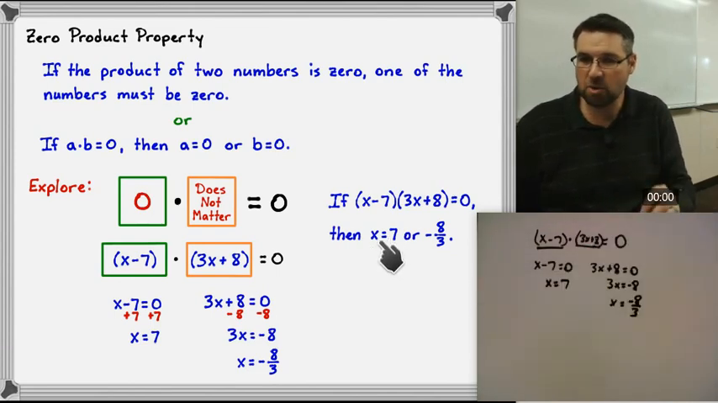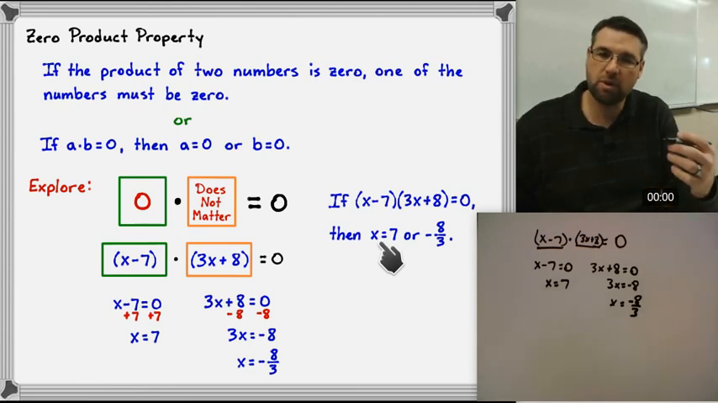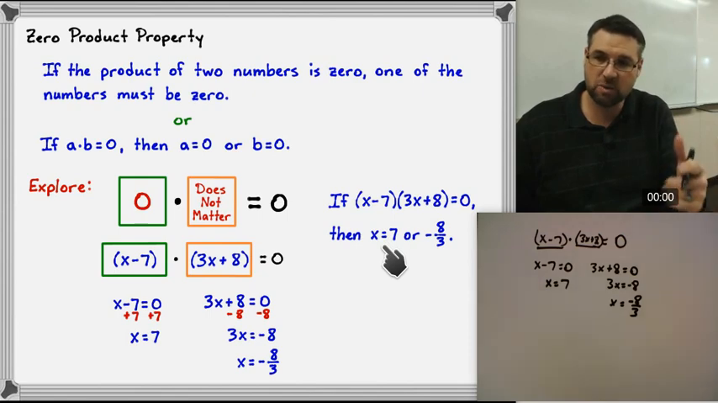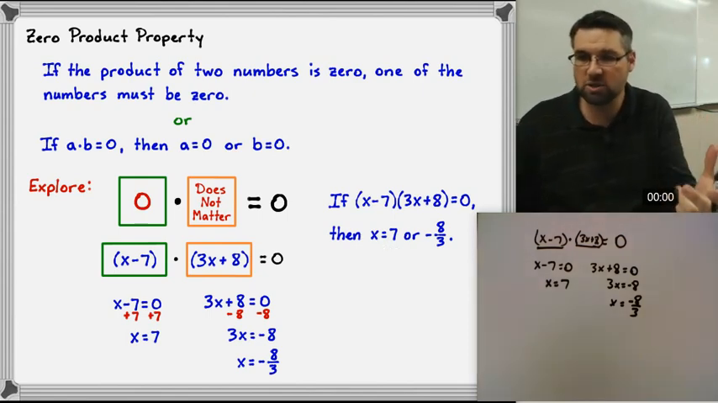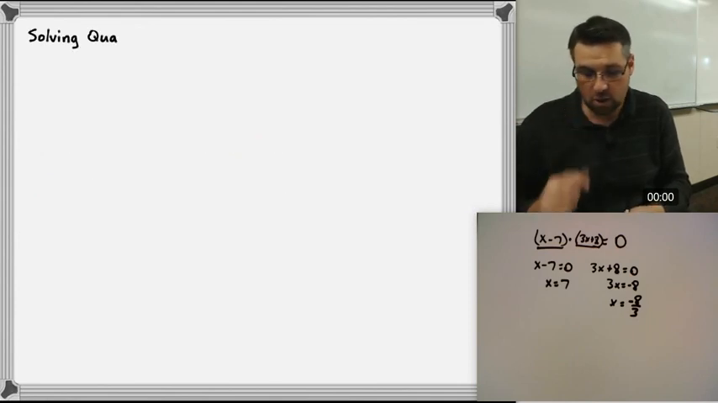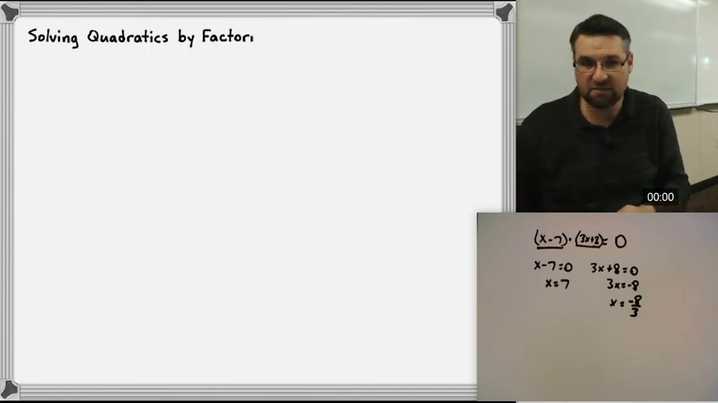The highest exponent is x squared, so we would assume that we would get 2 solutions. Now, that's not always the case. We can sometimes get 1 solution or 0 solutions. We'll talk more about that later on. But our solutions in this case would be 7 and negative 8/3.